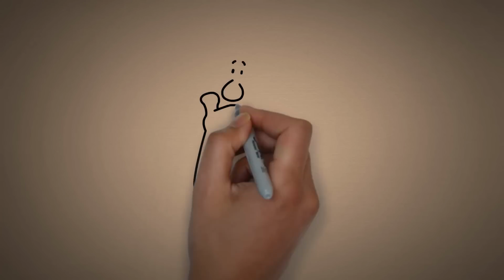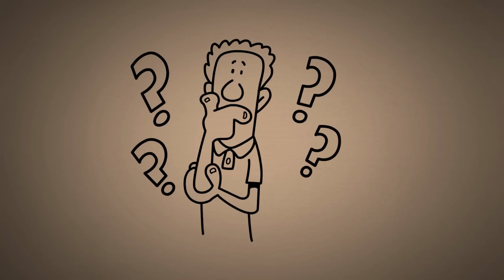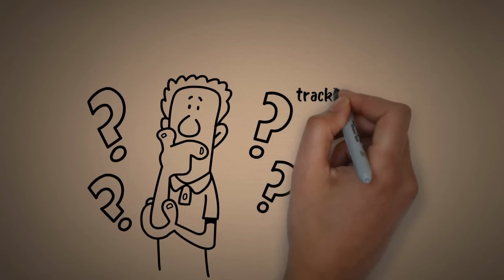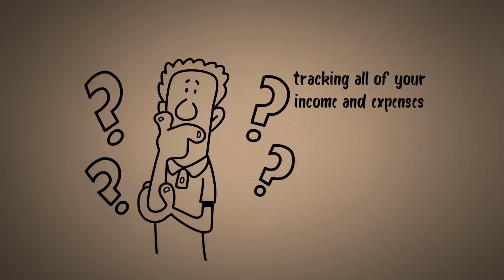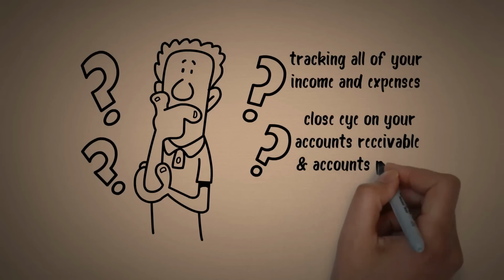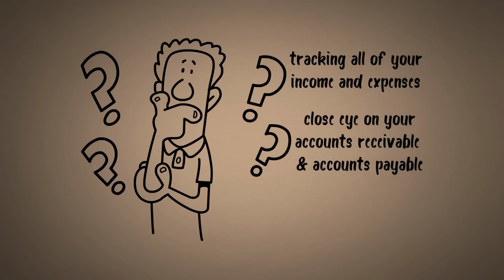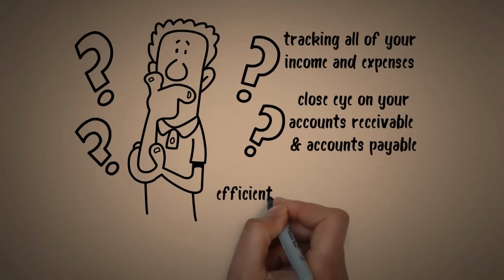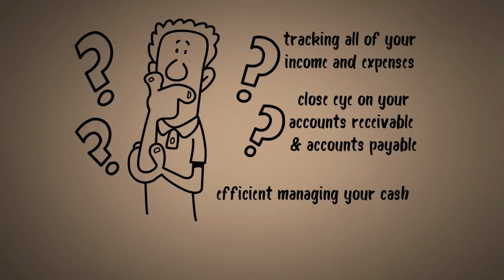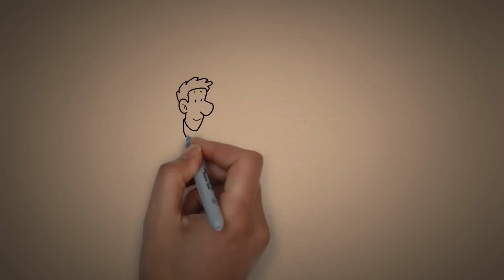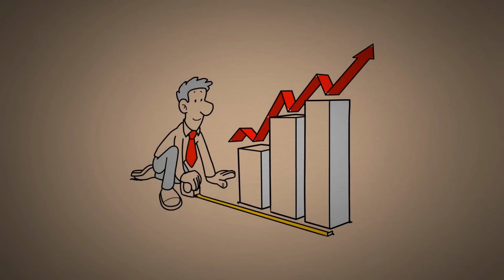How can you improve your statement of cash flows? There are a few key things you can do. First, you can make sure you're properly tracking all of your income and expenses. Second, you can keep a close eye on your accounts receivable and accounts payable. And third, you can make sure you're using efficient methods for managing your cash. By taking these steps, you can help ensure that your statement of cash flows is as accurate and helpful as possible. And that, in turn, can help you make better decisions about how to improve your business and boost sales and profits.